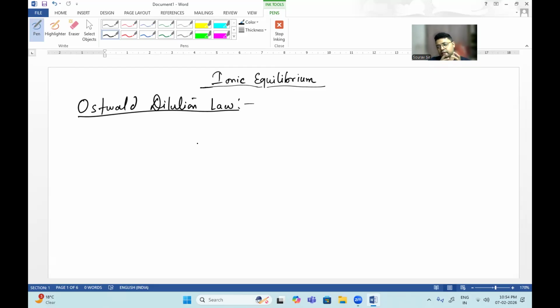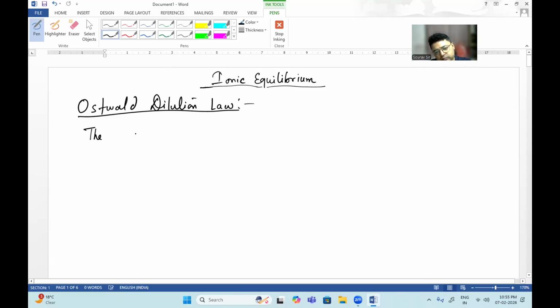In chemical equilibrium, the main concern was reactions, the reaction between two entities to give out a third entity. That can be in the gaseous form, the solution form, or the solid form. Here we will mainly be focused on dissociation. Now, what is Ostwald dilution law? Ostwald dilution law is about the degree of dissociation of a weak electrolyte.